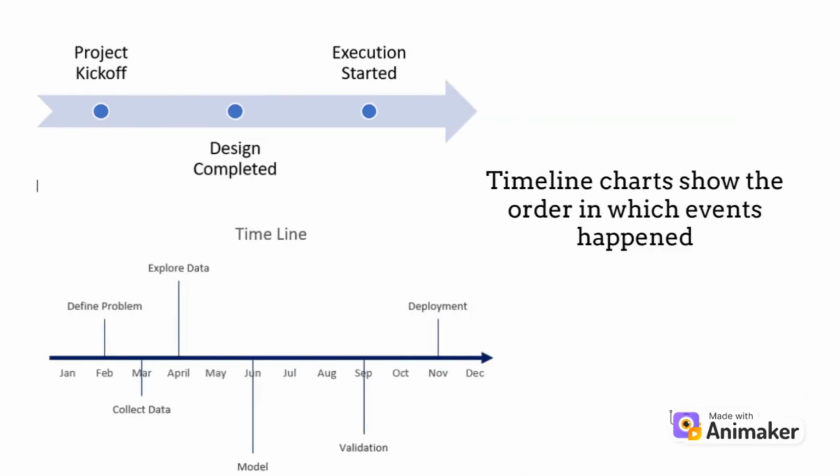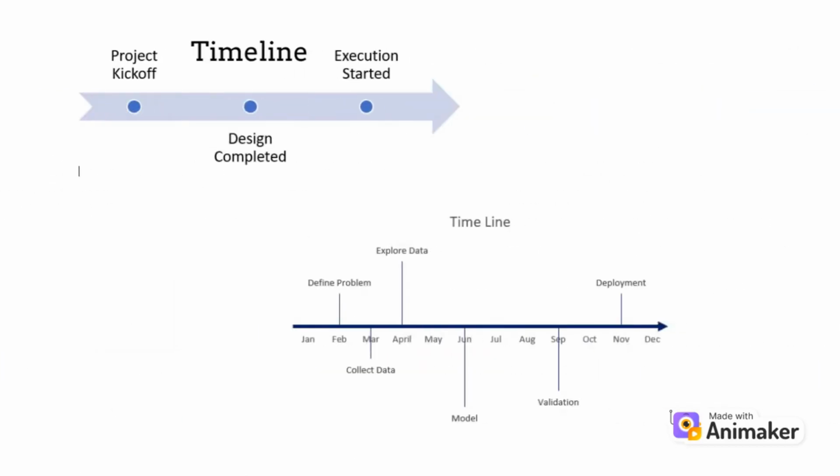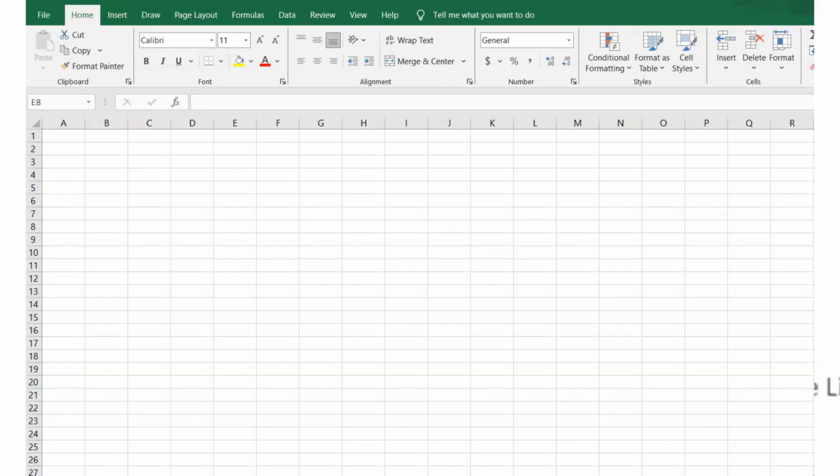Next up, let's talk about the timeline chart. This one's great for tracking milestones or key events. You'll find it super handy if you're managing a project or planning an event. Let's see how to make the first timeline chart.